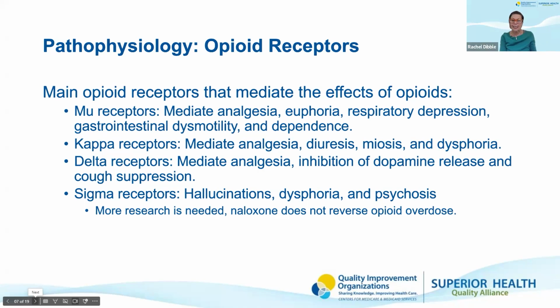More research is needed, but naloxone does not reverse opioid overdose on the sigma. That is all we know. Don't take that away as gospel. More research is absolutely needed. But what we do know on the mu, kappa, and delta, absolutely naloxone reverses it and doesn't hurt a patient.